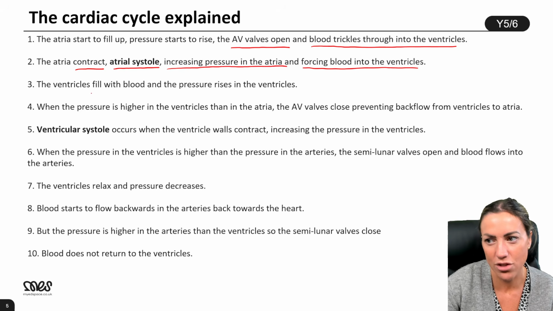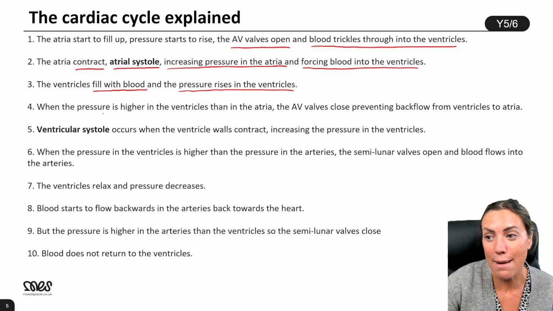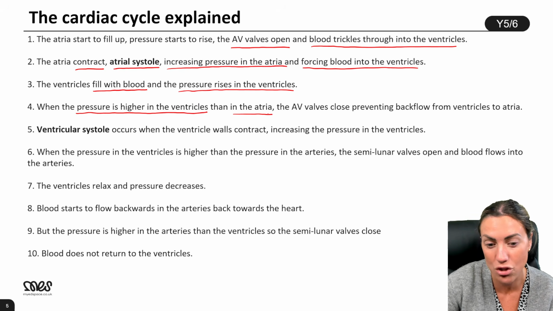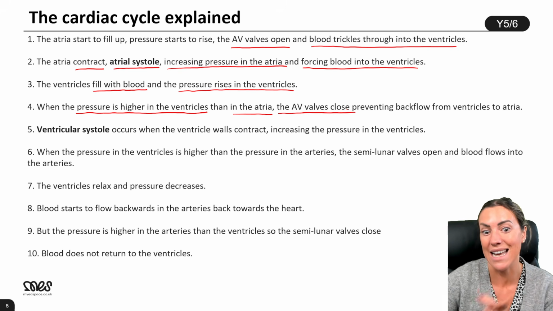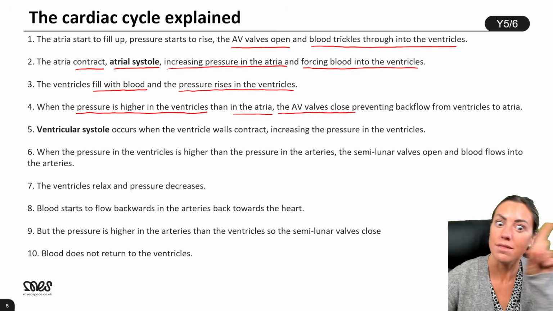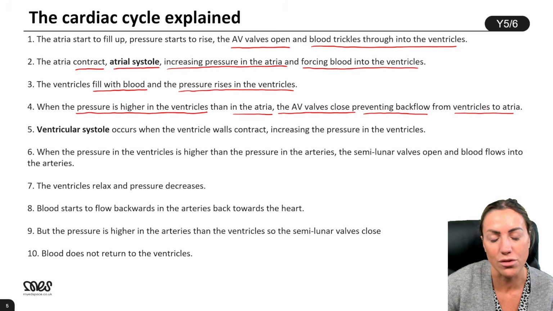So now the ventricles are filling with blood, right? And the pressure starts to rise in the ventricles as they fill with blood. And remember that when the pressure is higher in the ventricles than in the atria, the AV valves will close because the pressure is higher in the ventricle than the other side of the valve in the atria. So the AV valves close, and this prevents backflow from the ventricles into the atria.